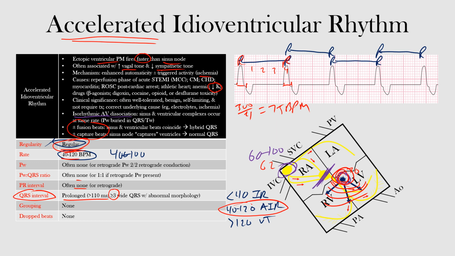Well, that's the end of this lecture. We discussed accelerated idioventricular rhythm, including its origin, mechanism, potential causes, clinical significance, and EKG features. I hope you learned something.